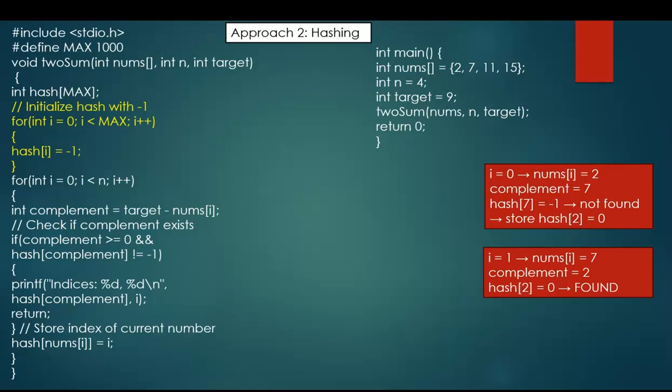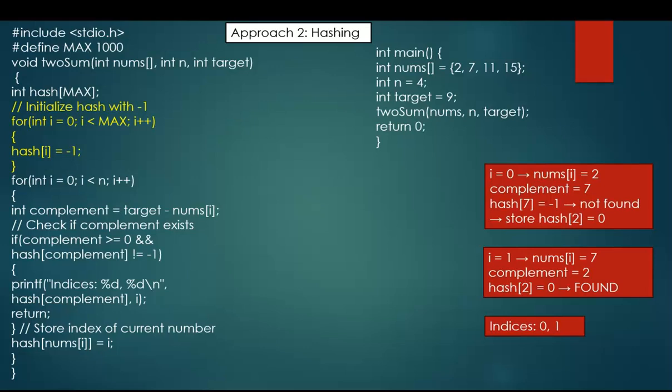Iteration 2, what happens? i equal to 1. So nums of i is 7 now. You are calculating the complement. What is complement? Target minus nums of i. Complement becomes 2. So hash of 2 is equal to 0. Yes, complement is greater than or equal to 0, so the condition is satisfied, found. So you print the indices 0, 1.